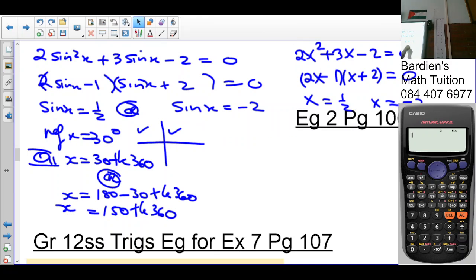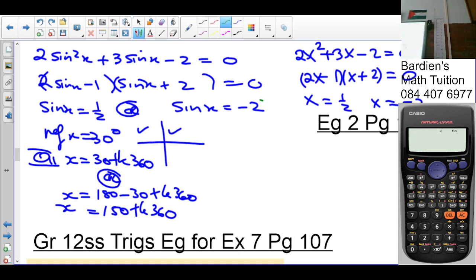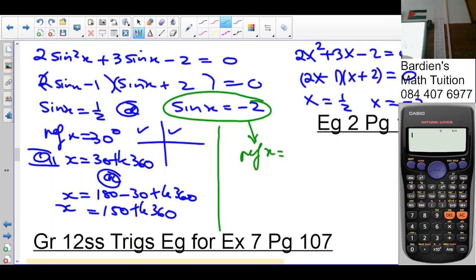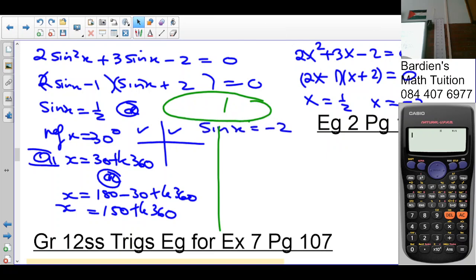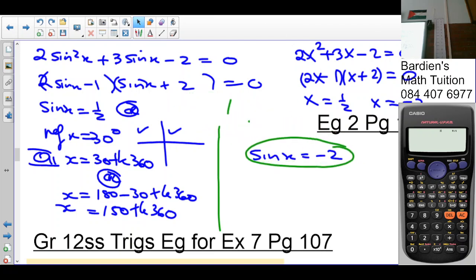Otherwise, on the other hand, sine of x is equal to negative 2. If I work out this reference angle here, reference x is equal to arctan of 2, you will see you will have no solution. So what we do is, we just put a line through there. So that one is no solution for that branch, for that factor. Any confusion, people? You all understand?